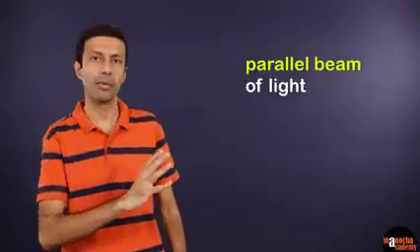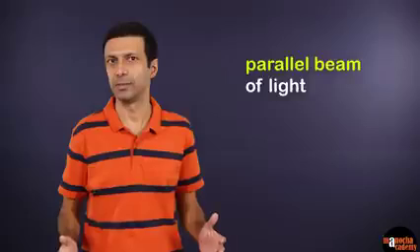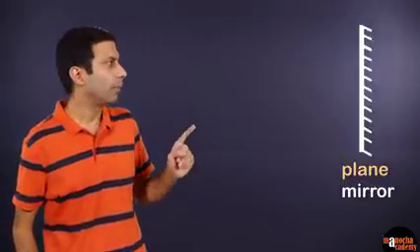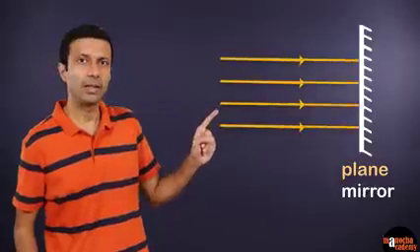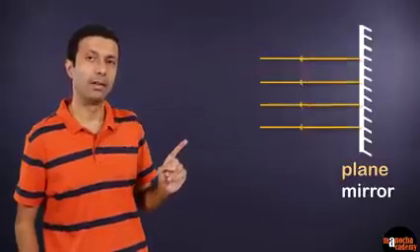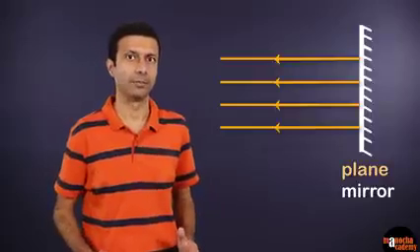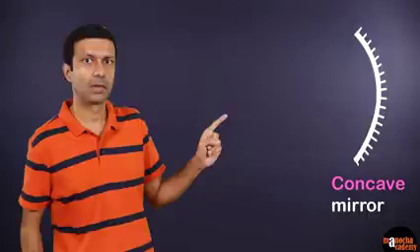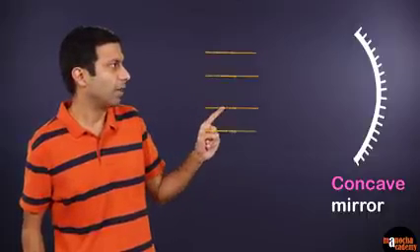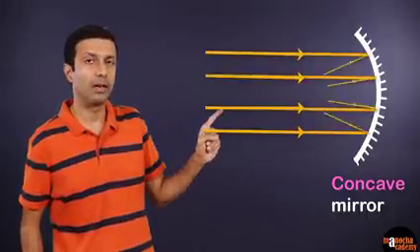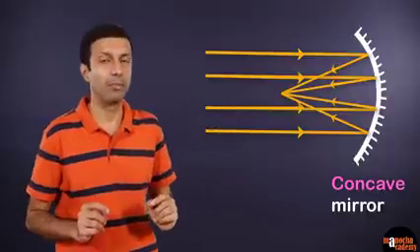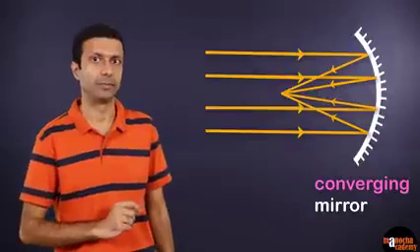To understand, let's imagine we are throwing a parallel beam of light on all the three mirrors. Let's start with the plane mirror. So if you throw the parallel beam of light, can you see that the light rays remain parallel even after reflection? Next, let's try the concave mirror. Now if you throw the parallel beam of light, can you see that the concave mirror converges the light rays to a point? The concave mirror is a converging mirror.